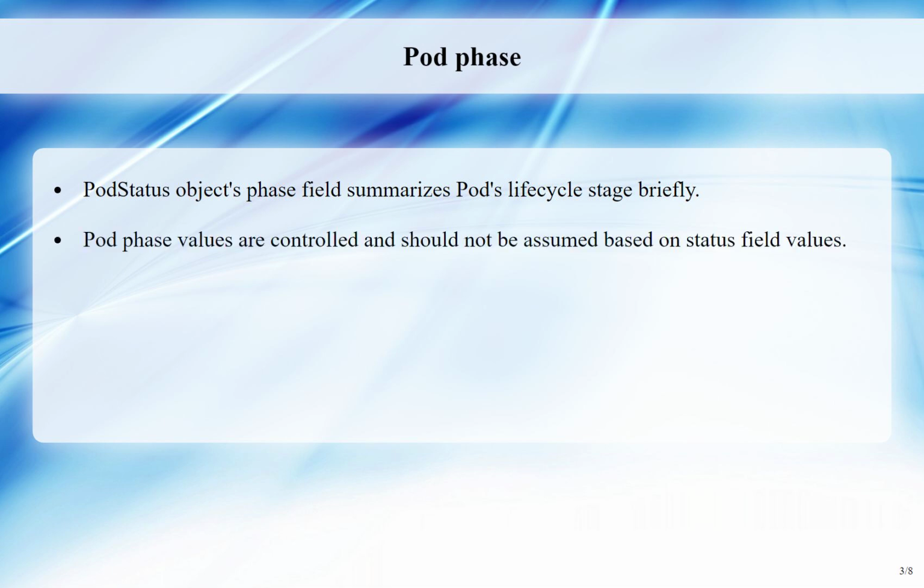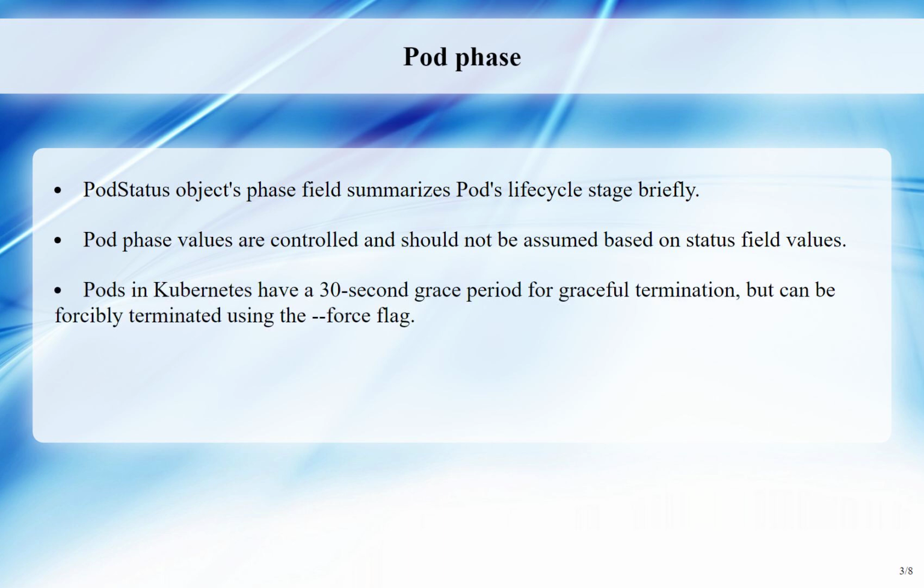The number and meanings of pod phase values are closely controlled, and nothing should be assumed about pods based solely on their phase value. It is important not to confuse the pod status field, which may show values like CrashLoopBackOff or Terminating during specific actions, with the pod's phase. The pod phase is a key part of the Kubernetes data model and API.